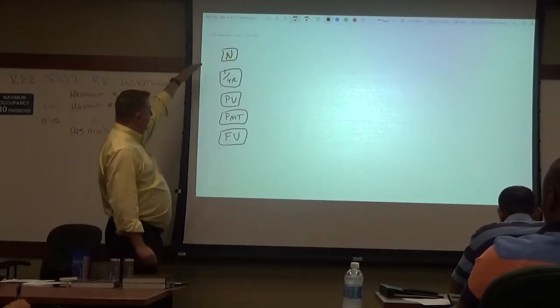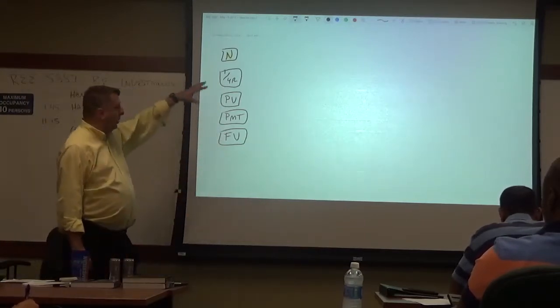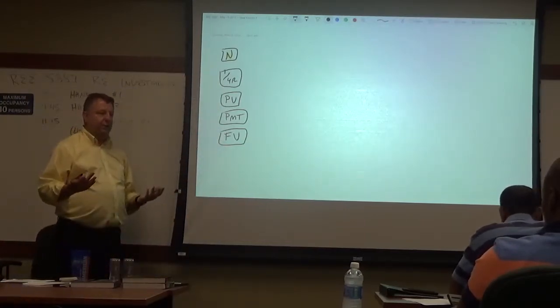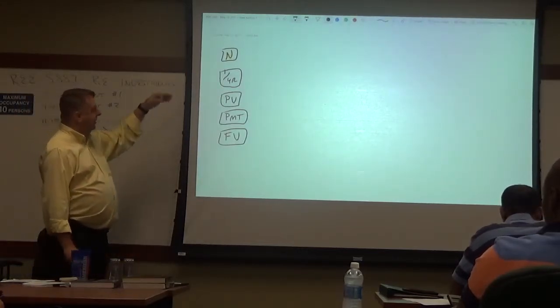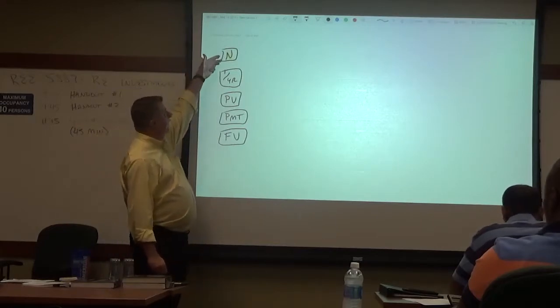Let's start with these. All right. Those are the most important functions as it relates to time value of money. We've got a couple of others we'll throw in there, but this gets you to the basics. Okay, the first one.